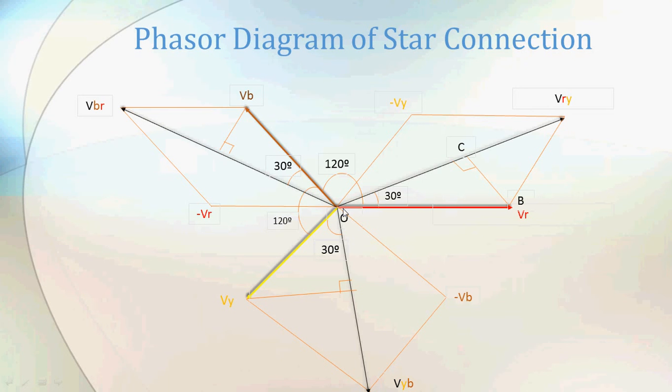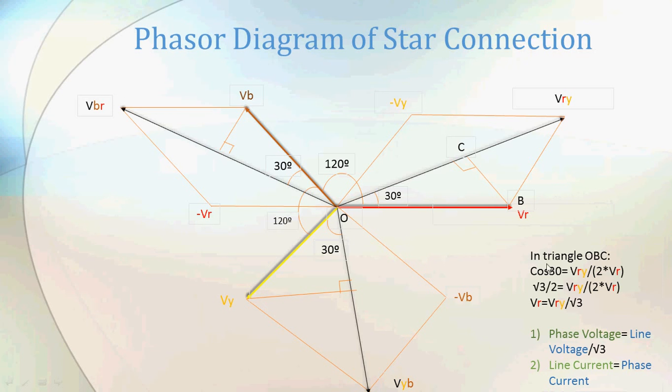Then let us denote them O, B, C, triangle OBC. In that triangle, if I take a scissor and cut out this triangle, let me apply cos theta, which is equal to half of this complete line, VRY divided by 2, whole divided by VR, which is OB. So indirectly I am saying OC divided by OB. OC is nothing but half of this complete line, VRY by 2, and OB is nothing but VR.